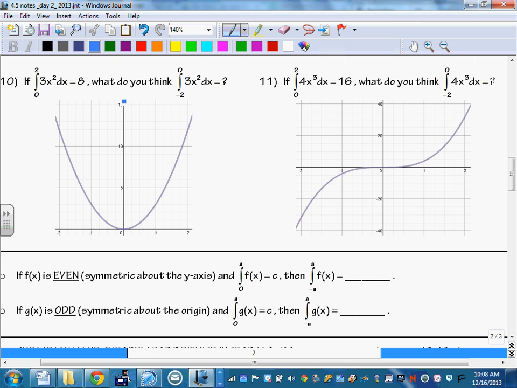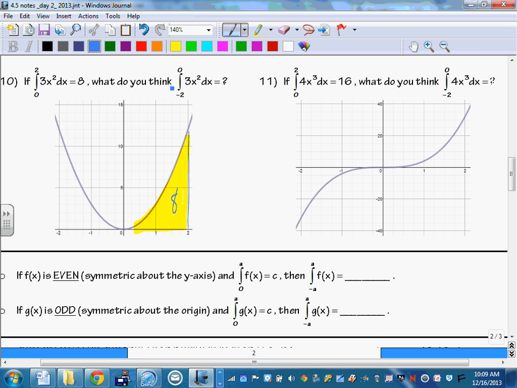Let's take a look at number 10 and 11. Number 10 tells us if the definite integral from 0 to 2 of 3x squared dx is 8. Well, that's telling us the area under this curve from 0 to 2. This area right here is equal to 8.